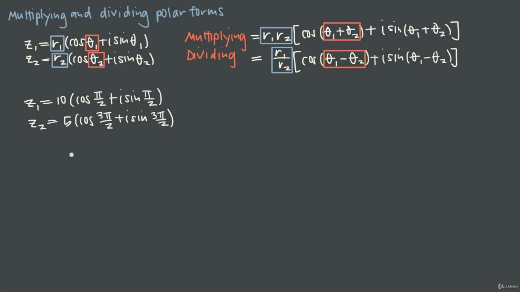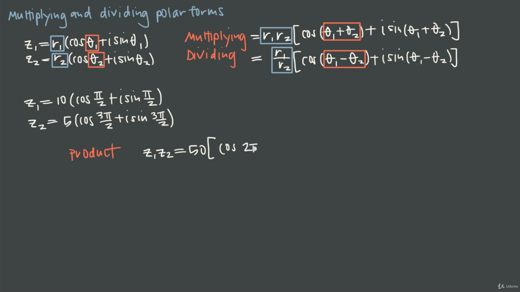Well, let's go ahead and say the product will be equal to, we'll take the product of z sub 1 and z sub 2. So z sub 1 times z sub 2 is equal to, following our formula, we take the two r values and multiply them together. 10 times 5 gives us 50. And then here we have cosine of theta sub 1 plus theta sub 2. Well, in our case, that's pi over 2 plus 3 pi over 2. That gives us 4 pi over 2 when we add them together, which is the same as 2 pi.